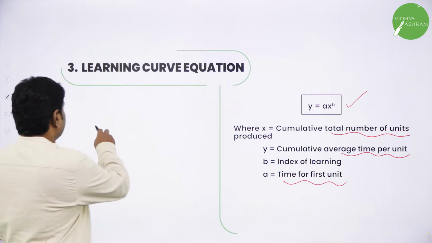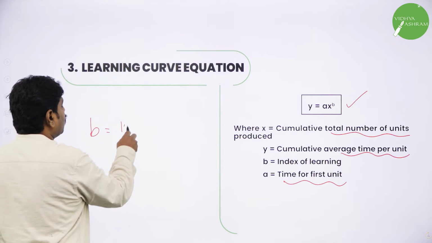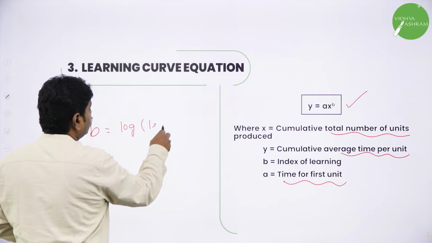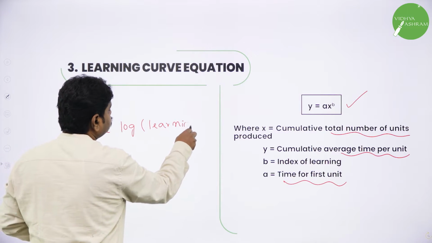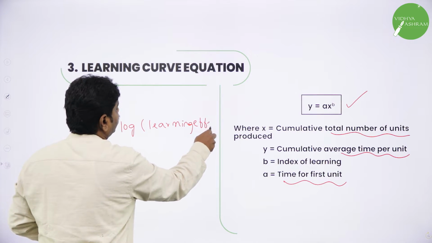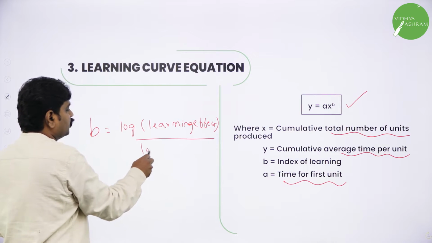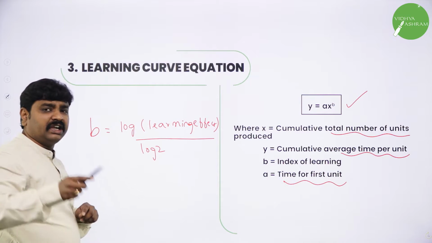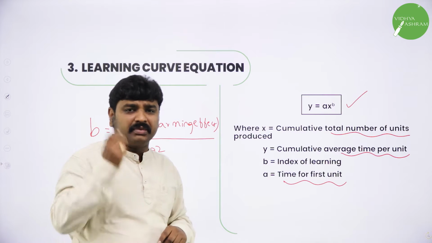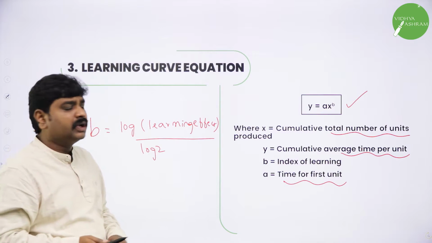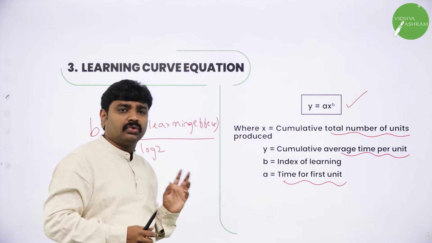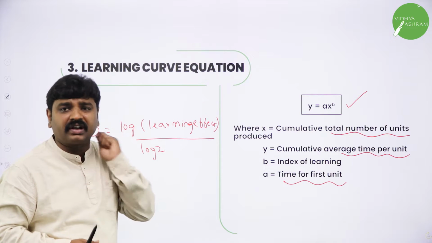So, what is the index of learning? Index of learning means log of learning effect divided by log 2. So, if you calculate this, you will get the index of learning. Index of learning will always be negative. Remember that. Index of learning will be negative, and if you do log of learning effect by log 2, you will get b. b is called the index of learning.